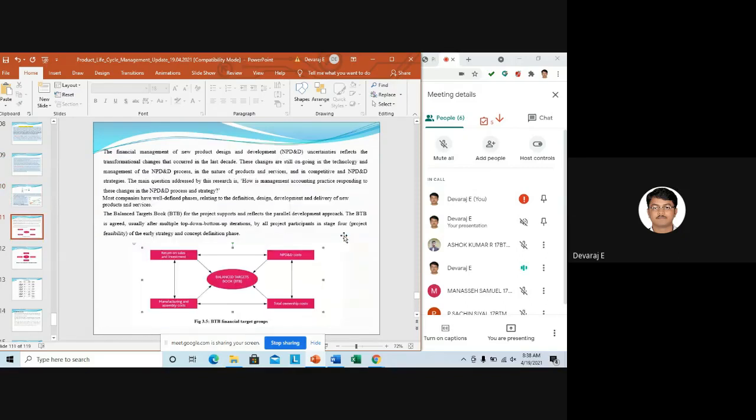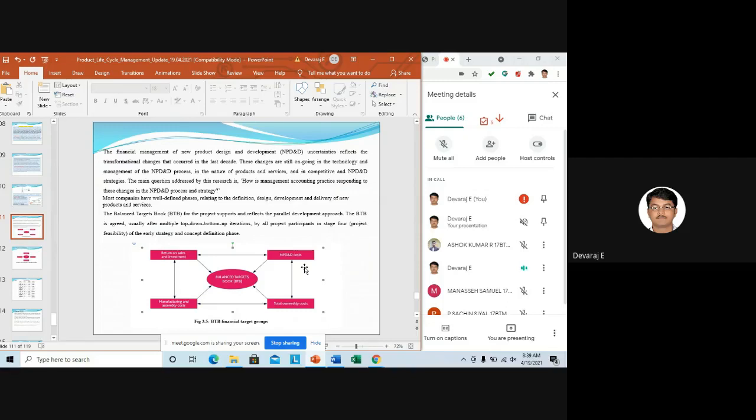After this, we can see the BTB financial target groups. What is this BTB? BTB indicates the balanced target book. If you go to any company, this book will be there. In this balanced target book, there is the NPD and D cost. What is this NPD and D cost? It is the new product design and development cost, which we use for developing a new design and going for development.